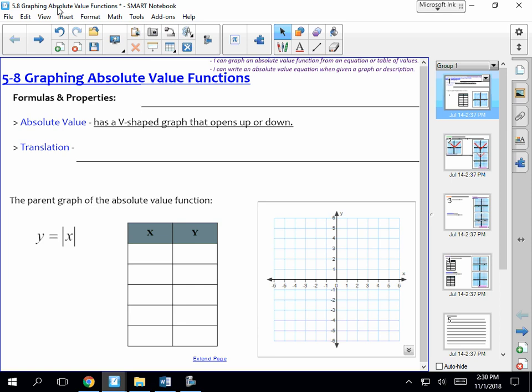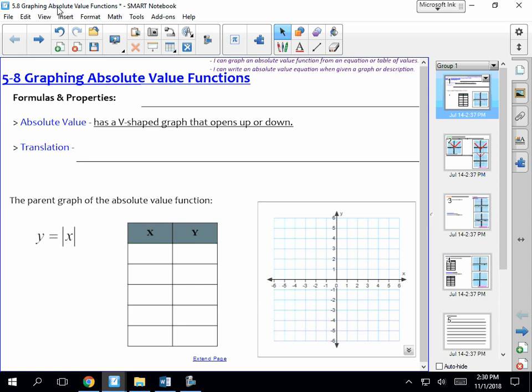Yes. Has a V-shaped graph that opens either up or down. And our goal here is to be able to graph these absolute value functions without making an entire table. Okay, that's the goal. We're going to do the table for the parent graph, but then after that I'm going to show you some translation rules, we call them.